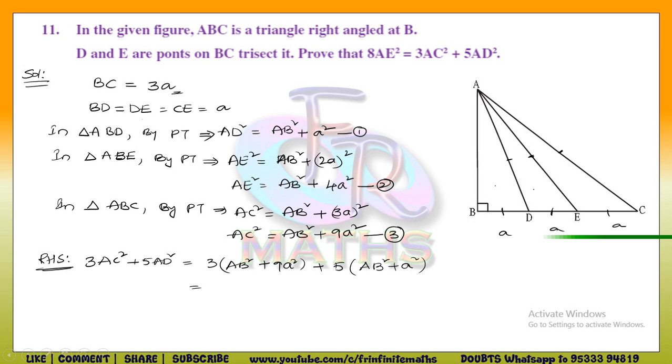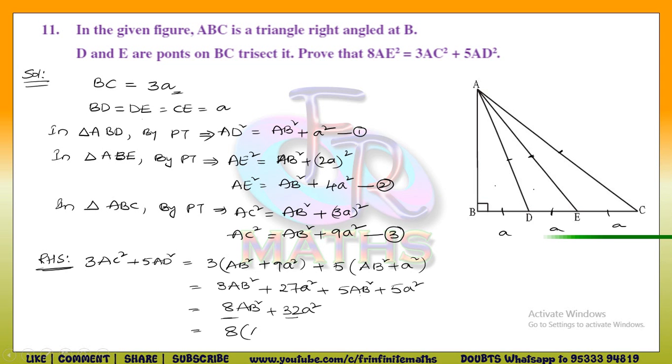Now multiplying this, so this becomes 3 times of AB square plus 3 into 9, 27 A square plus 5 times of AB square plus 5 times of A square. Now this I can write as 3AB square plus 5AB square is 8 times of AB square, plus 27A square plus 5A square is 32A square. Now from this I can take 8 as common.